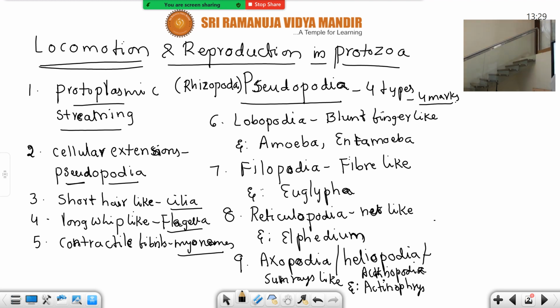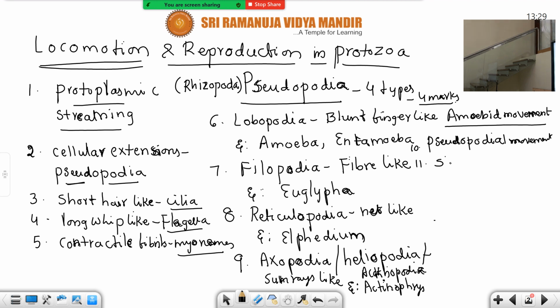Then amoeboid movement. Locomotion with pseudopodia is called amoeboid movement or pseudopodial movement. The first locomotion method in protozoa is amoeboid locomotion, then flagellar, then ciliary, and lastly gliding locomotion. This is assisted by pseudopodia, hence also called pseudopodial movement. By the formation of pseudopodia in the direction of movement, this locomotion occurs.